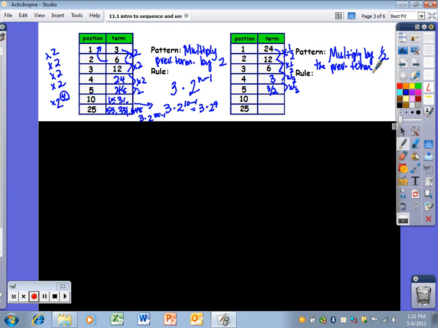So if I repetitively multiply, I know it has to be a power to the n minus 1 times my first term, 24. Anytime I have repetitive multiplying, I'm going to have a power of n minus 1. And then I need to multiply that by the first term. That's how I got back there.